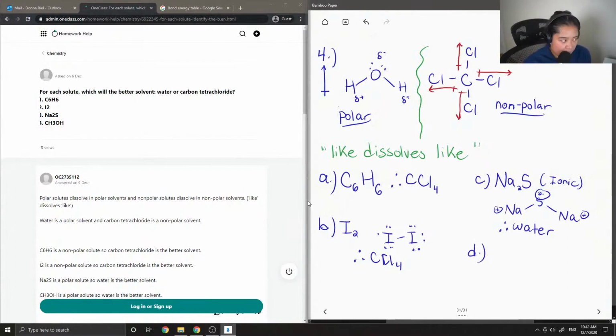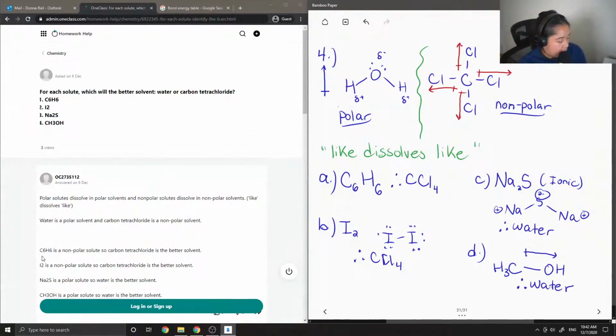And then lastly, we just have methanol. So our oxygen is more electronegative than the CH3. So I can draw a non-zero dipole moment towards the direction of oxygen. So this is a polar molecule, so it's able to dissolve in water.